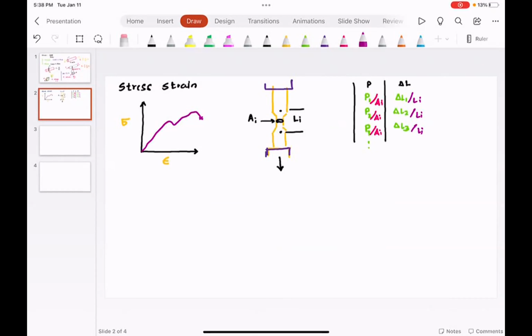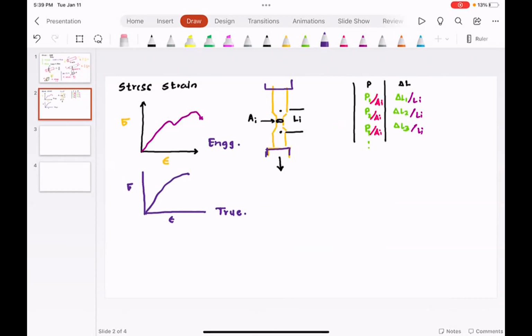And the second thing is the loading is very slow. This is called the engineering stress strain curve. Underline engineering. This is not a true stress strain curve. If you are interested in a true stress strain curve, you're going to see something like this. This is the engineering stress strain curve. This is called the true stress strain curve.